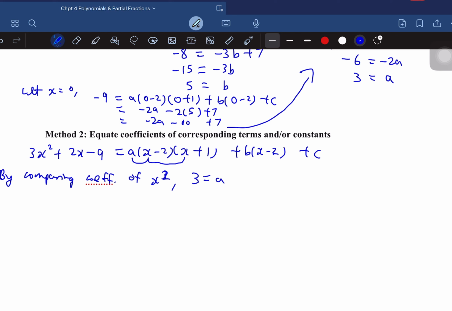Done. If student cannot visualize, let me show you. This portion, if I expand, I'll have a bracket x square minus x plus 2.